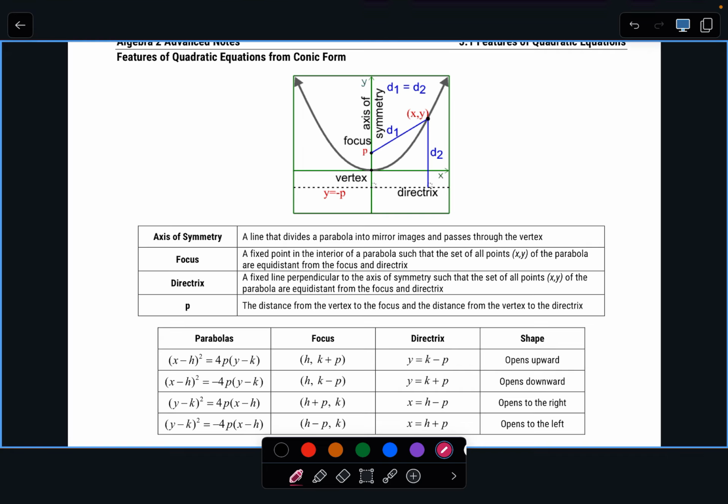So first thing, couple of things we already know. Axis of symmetry is the line right down the middle of our parabola.